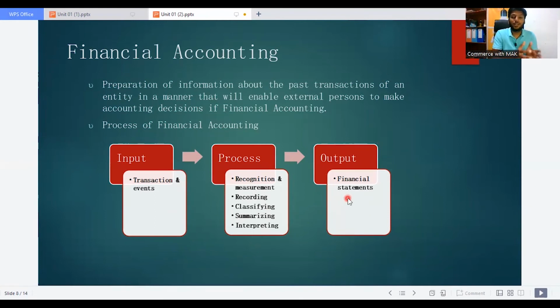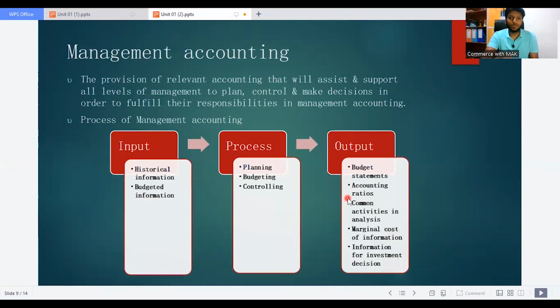So as I said, once you summarize, you get everything, like you can interpret easily. The final thing everyone is expecting from financial accounting is the financial statement. So with that, we are moving on to the next topic, management accounting. So what is this management accounting? The provision of relevant accounting information that will assist and support all levels of management to plan, control, and make decisions in order to fulfill their responsibilities.